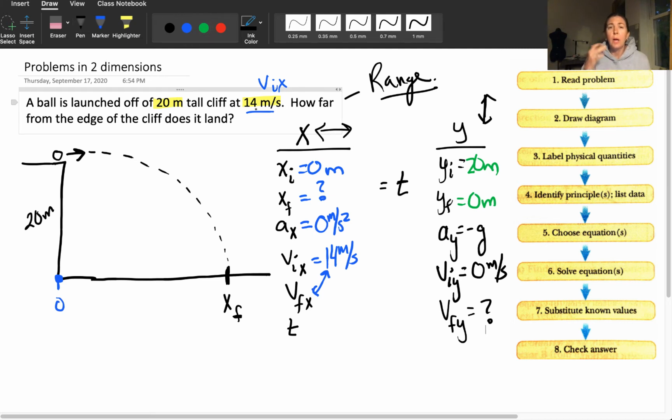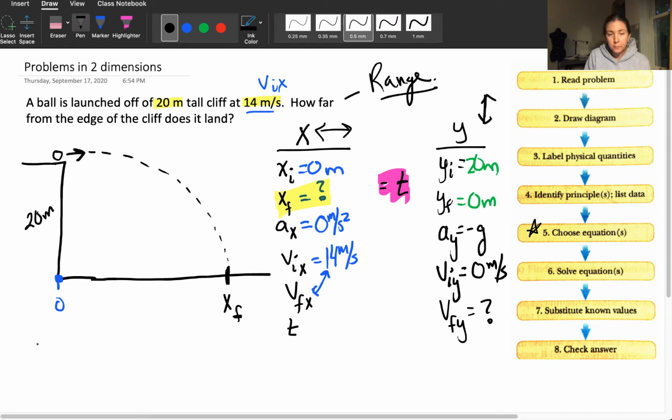Okay, so how do we get the information that we want from here? Well, we need to choose an equation. The whole goal in this is to find how far. We don't have enough information in the x direction to do that yet, so we need to use the y information to solve for time first. This will always be the step. We want to solve for time first and then take that time and plug it into our x equation.